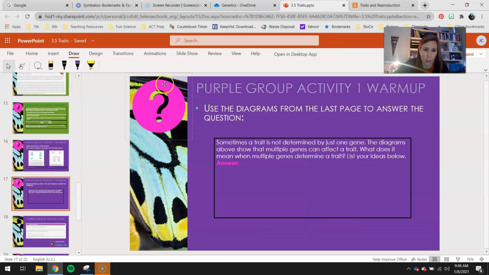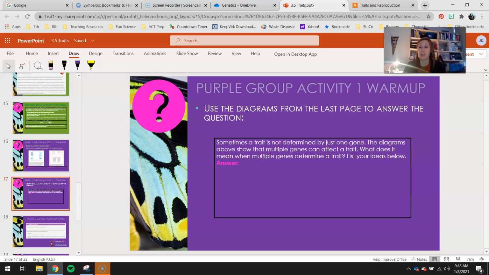Moving on to the next slide, which also has a big pink question mark. You're going to answer this question about those two diagrams. So sometimes a trait is not determined by just one gene. The diagrams above show that multiple genes can affect a trait. What does it mean when multiple genes determine a trait?